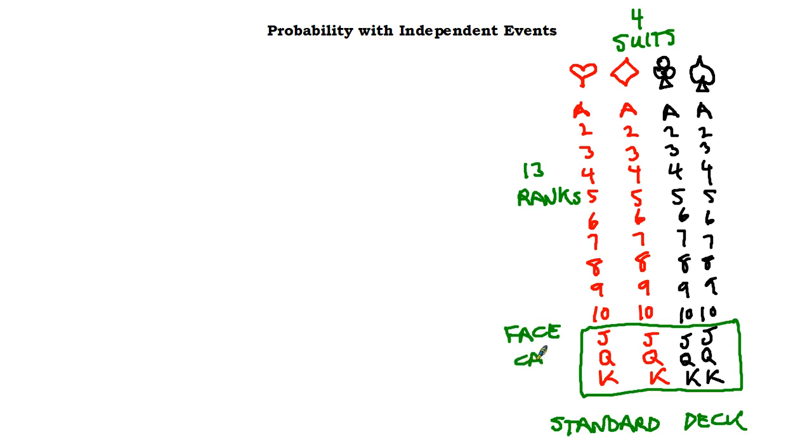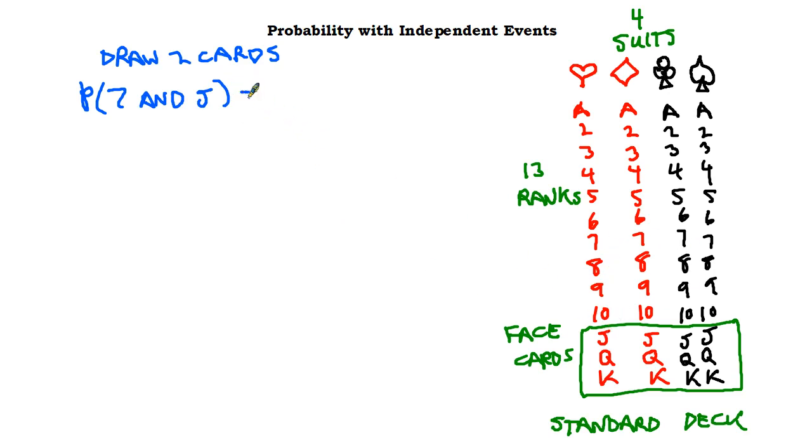If you can write this down and add it to your notes, you will be able to answer questions regarding cards. Now let's do some math. Probability for independent events. Let's say we wanted to find the probability that we draw 2 cards. We'll draw 2 cards from a standard deck, and we want to know the probability that we get a 7 and a jack. So here's 7s and here's jacks, and we just want to know what that probability is.